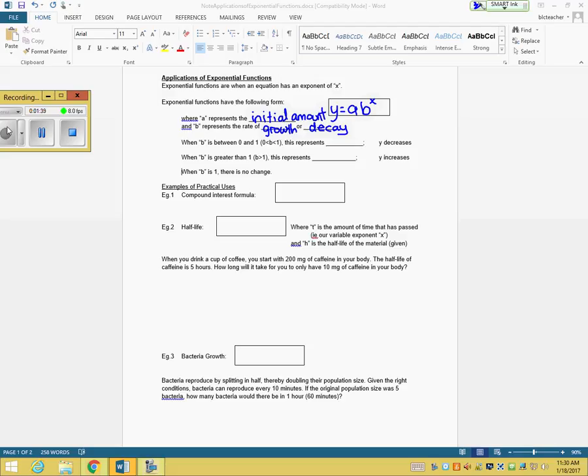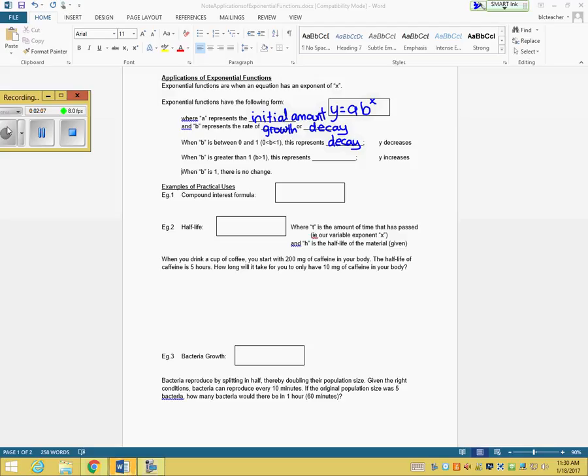So you're going to have growth when b is greater than 1. The first line here is when b is between 0 and 1, in other words, 0.6 or 0.5, anything less than 1. It could be 0.99. Either way, if you have 0 point something, you're going to have decay. Okay, the y value is going to decrease over time as x gets bigger and bigger.